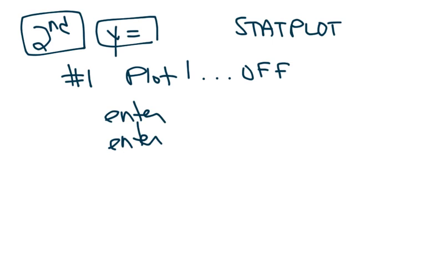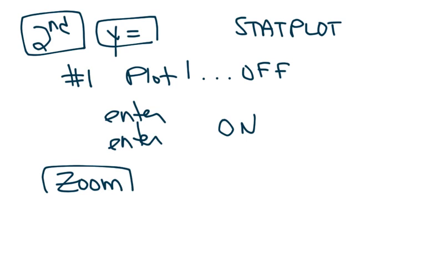After you turn the stat plot on, now you're going to go to the zoom button at the top of the screen. And I want you to find a function called zoom stat. Zoom stat is probably number 9. It's number 9 on my new operating system. Let's see. And it's number 9 on the old. So either way, it should be number 9. And then you're going to press enter.